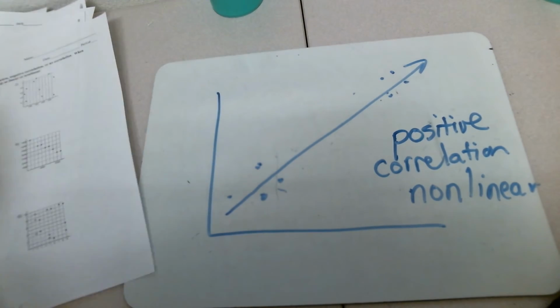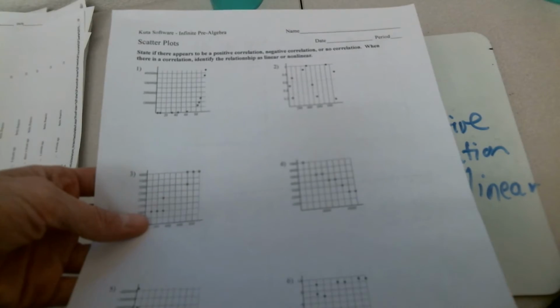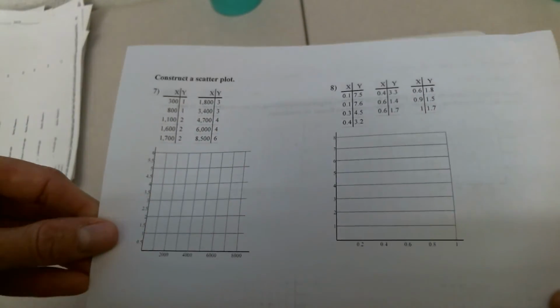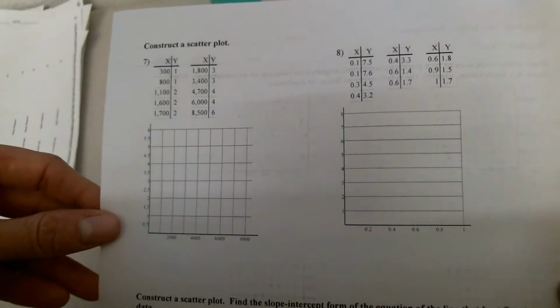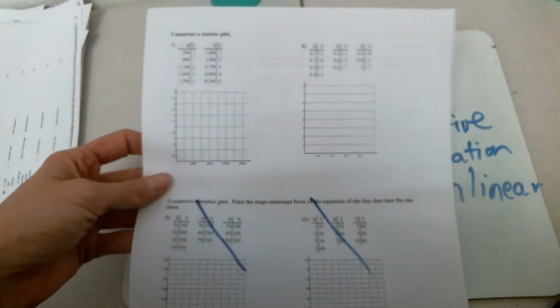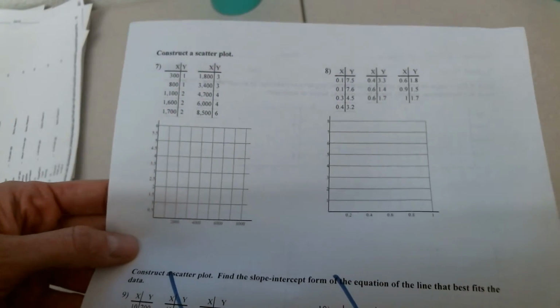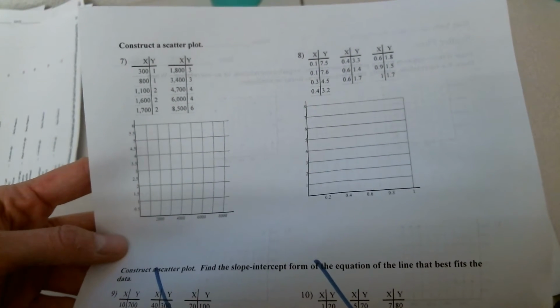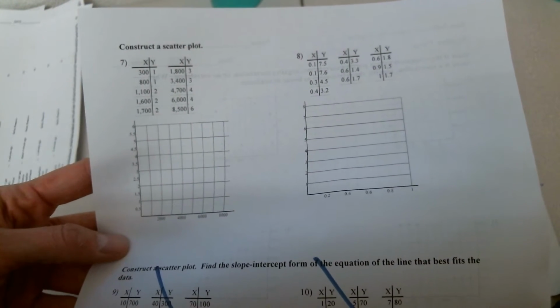Okay, so I'm going to have you do the first page, 1 through 6, with the scatter plots, looking at those correlations. On the back side, what you're going to do is number 7 and 8. You're going to skip number 9 and 10 because we are not doing that yet. But I'd like you to create your own scatter plot. That means you plot those points and see what it looks like.